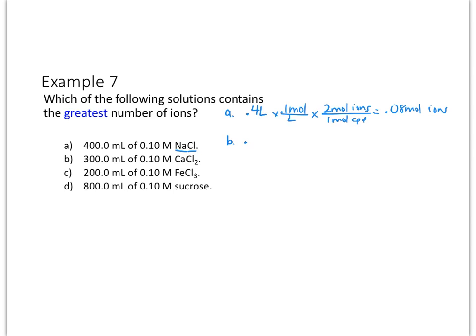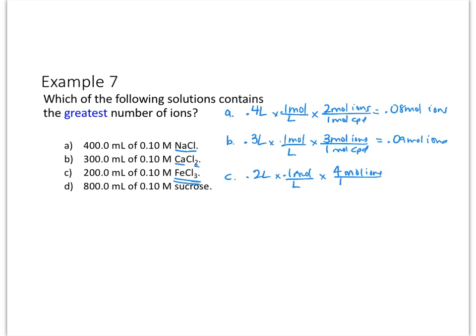For choice B, I have 0.3 liters times 0.1 moles of compound per liter times 3 moles of ions per unit of compound, because I have the 1, 2, 3. And that comes out to 0.09 moles of ions total. Choice C, 0.2 liters times 0.1 mole per liter times, well, how many moles of ions do I have in this compound? 4. And that is 0.08 moles of ions.